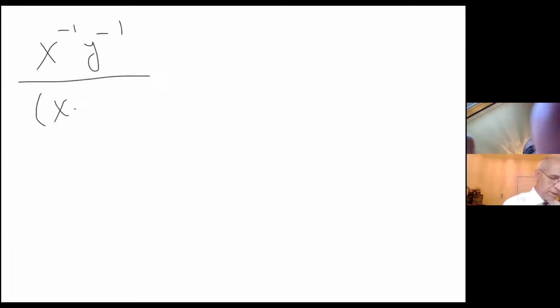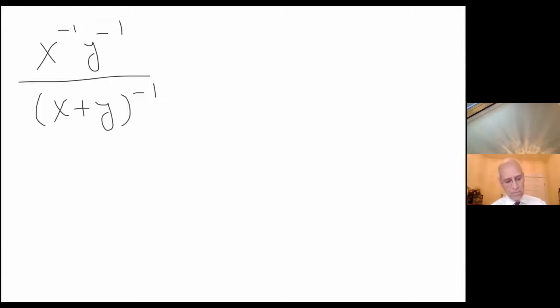Now, let's do another one. These examples are from your own textbook, although my edition might be an old one, not so sure. So let's see. How about if I have something like x to the negative 1 plus y to the negative 1 over x plus y to the negative 1.